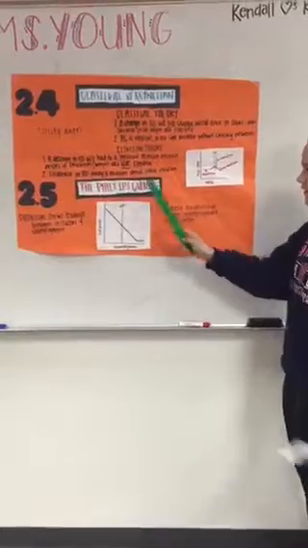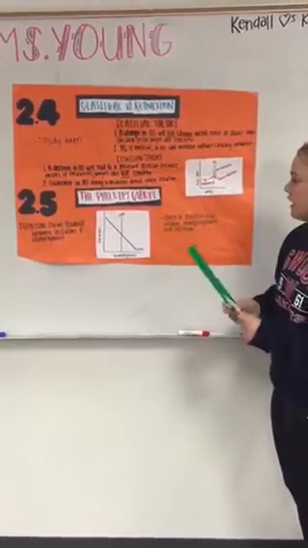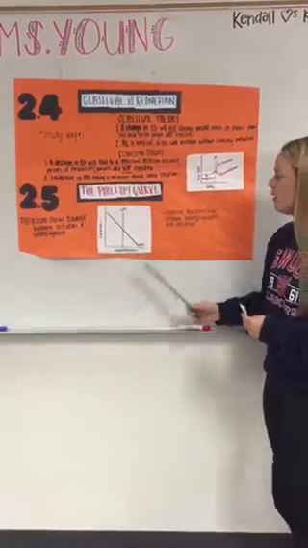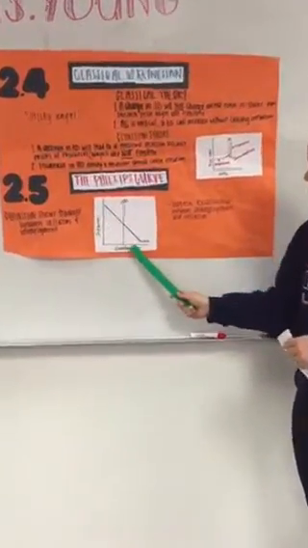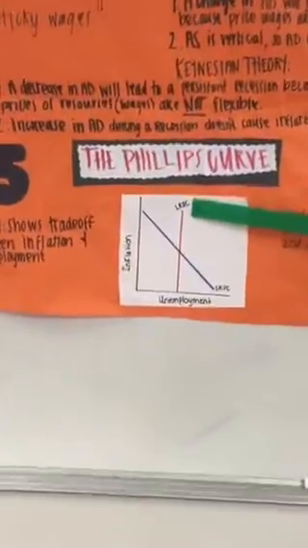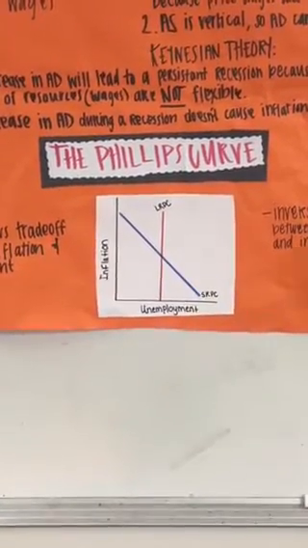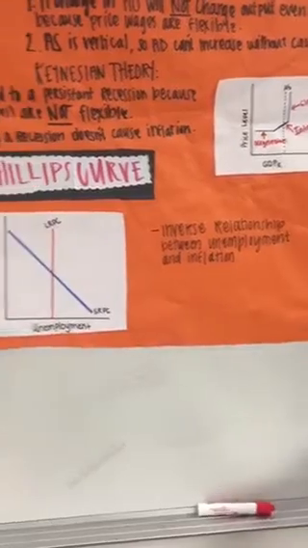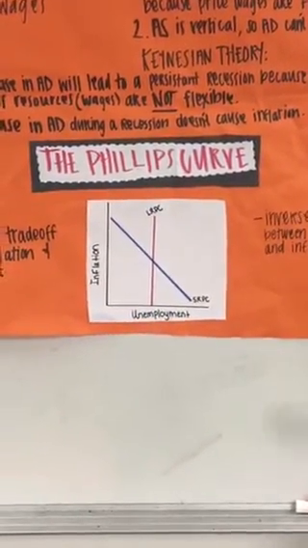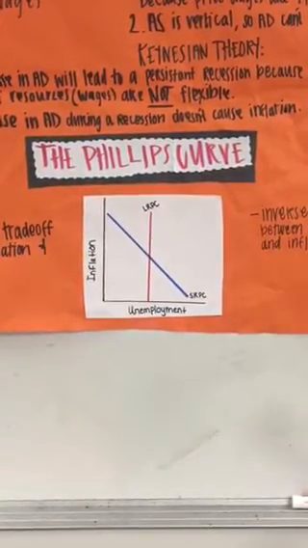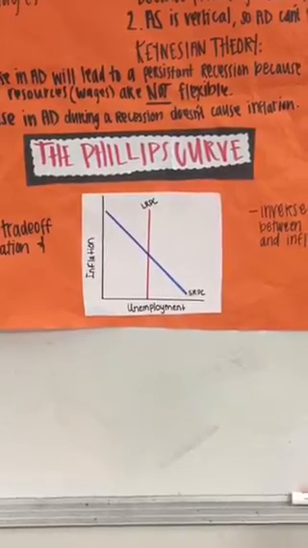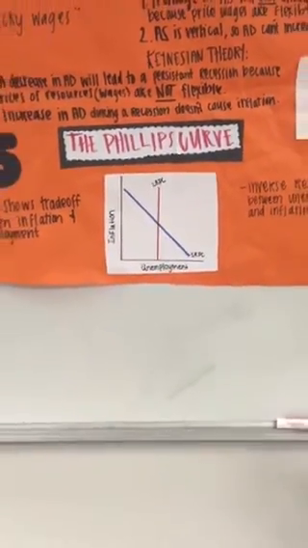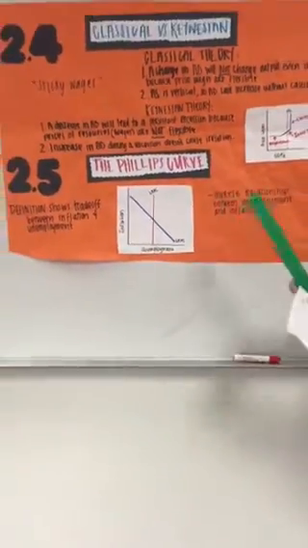Moving on to 2.5, the Phillips curve. The Phillips curve is defined by showing a trade-off between inflation and unemployment. So right here you can see the short-run Phillips curve and then the long-run Phillips curve. And they're both showing an inverse relationship between unemployment and inflation. So when the economy is overheating, there's a decrease in unemployment and an increase in inflation. And when the economy is in a recession, unemployment is up and inflation is down.